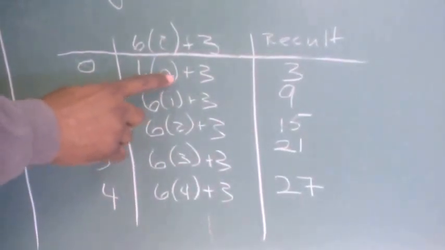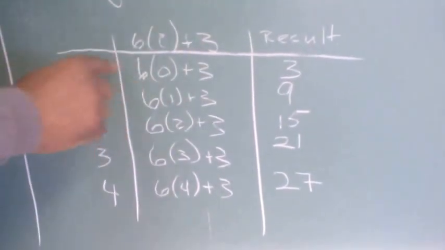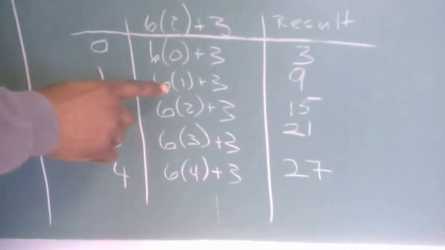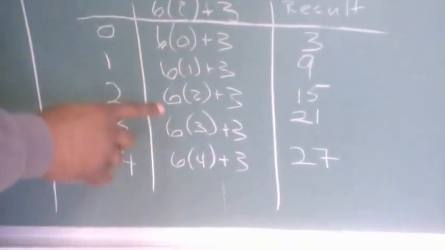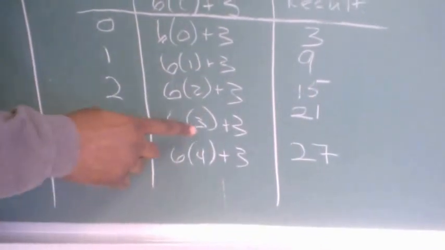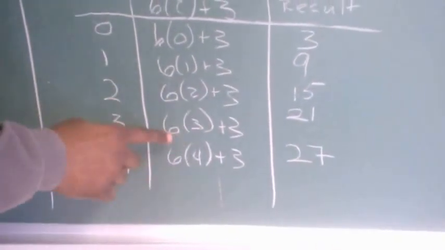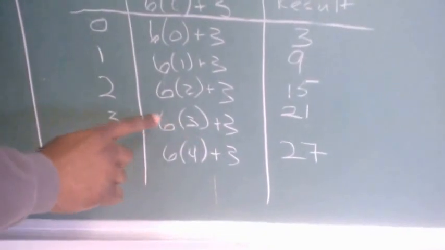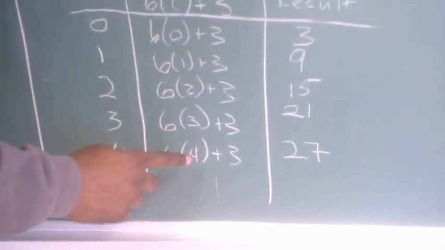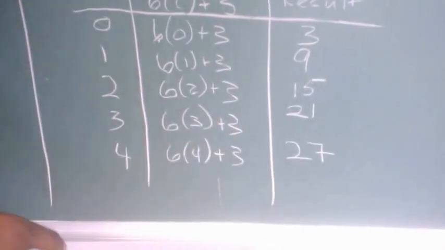So you have 6 times 0 plus 3. 6 times 0 is 0 plus 3 equals 3. 6 times 1 is 6 plus 3 equals 9. 6 times 2 is 12 plus 3 equals 15. 6 times 3 is 18 plus 3 is 21. 6 times 4 is 24 plus 3 equals 27.